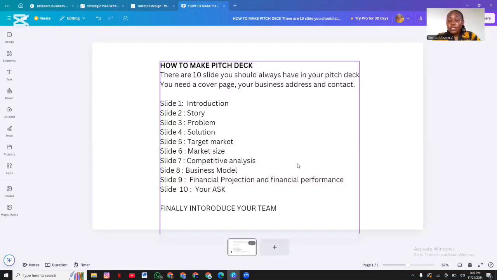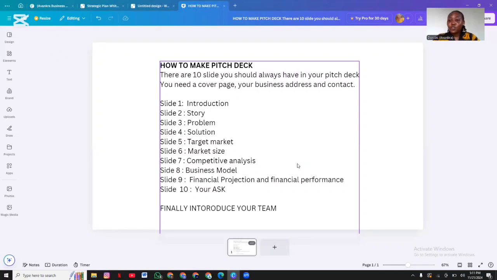If they are too lengthy and too much, it's as if you're writing notes on your pitch deck. If your pitch deck will be even more than 10, maybe 14 or 20, that is not a pitch deck. That is a business plan. A pitch deck is the summary of your business plan. You shouldn't make it too lengthy. So very important, make sure you put your ask, how much you want, and also explain what you want to use the money to do.